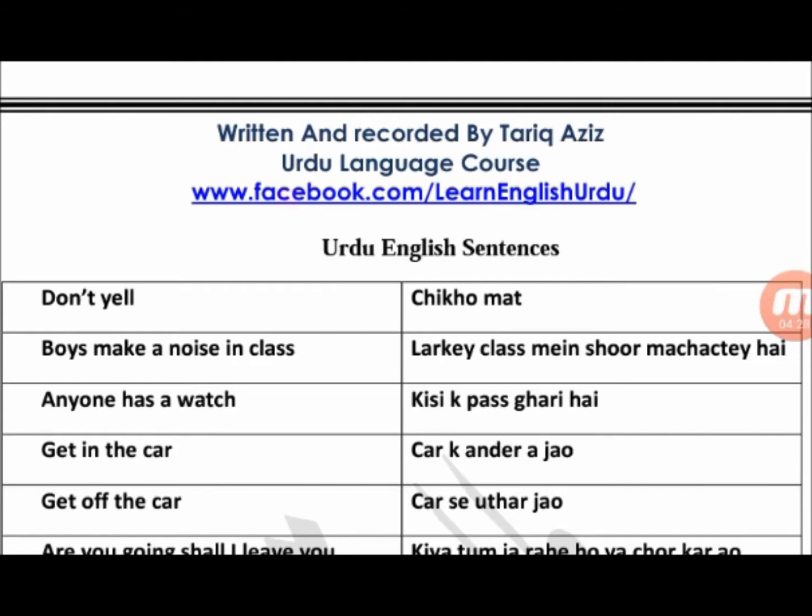Has is showing possession in this sentence, so when it is used for possession, we use has meaning pass. Pass means near, pass means ownership. Pass means you have something in your hand, you have something of your own. So pass means has. Okay. A watch, घड़ी. Okay, next sentence.